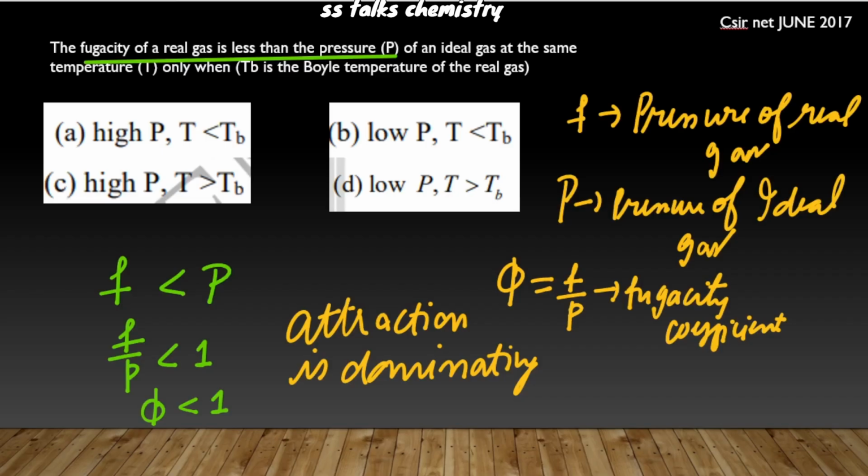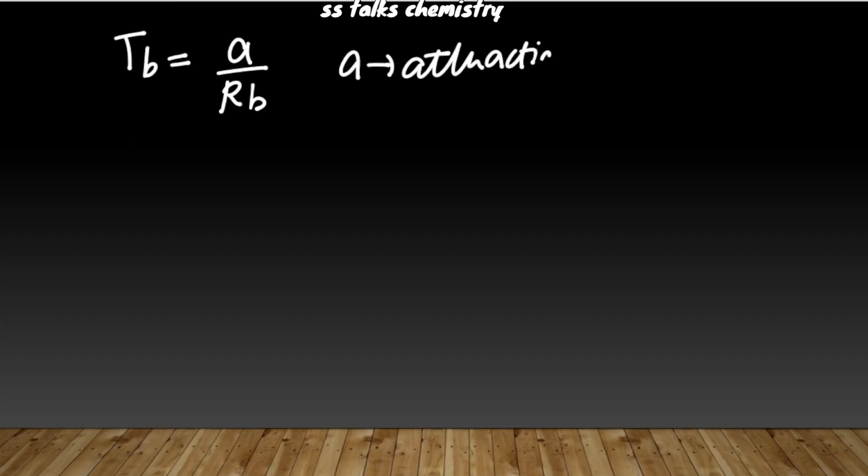So at which of the scenarios is the attraction going to be dominating? That is at low pressure, because they are producing low pressure. So at low pressure attraction is dominating. Now about the temperature. So Boyle's temperature is equal to a upon Rb, where a and b are the van der Waals constants and R is the gas constant. a tells us about the amount of attraction present between the real gases.